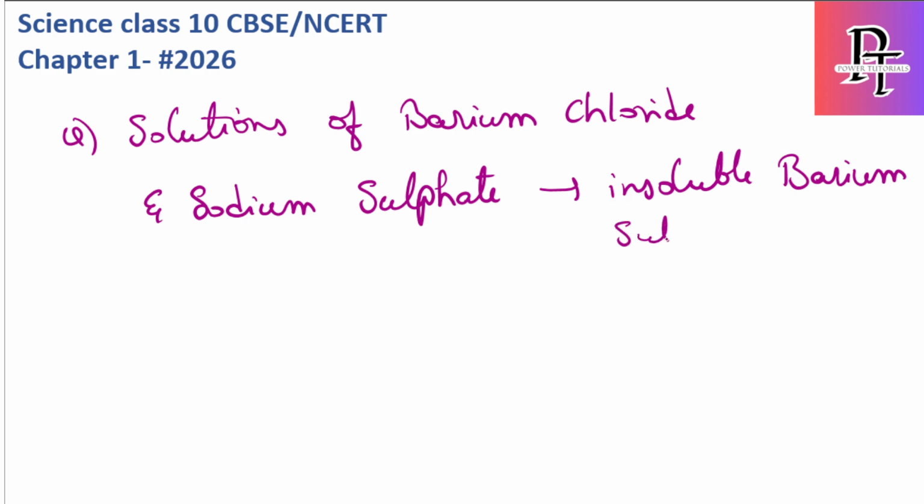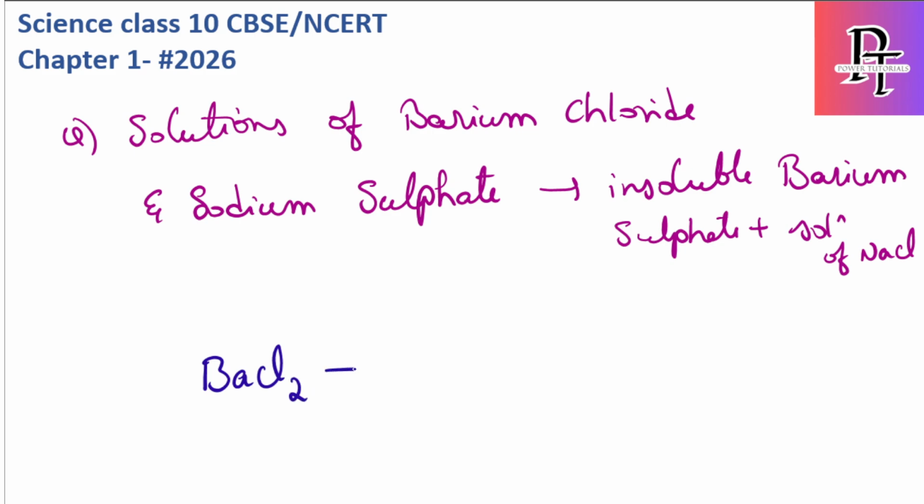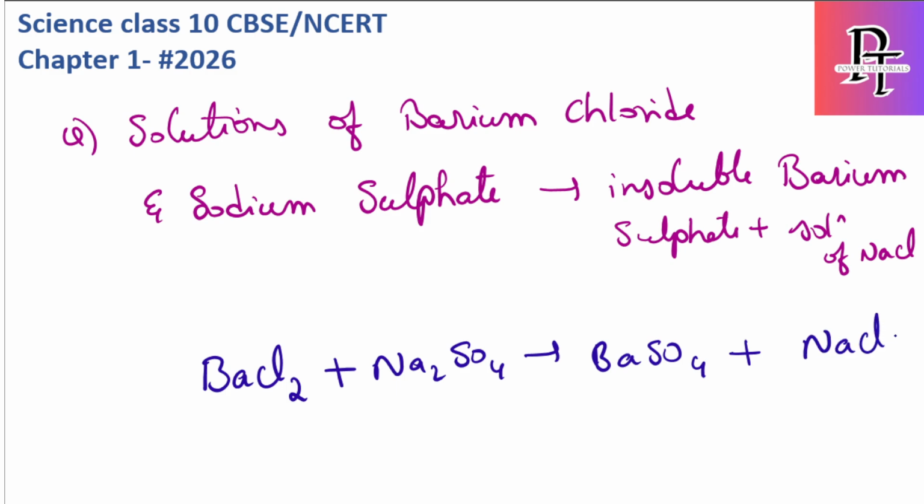Barium sulfate plus solution of sodium chloride. Okay, so now we have to write in terms of equations. So first let's write the symbols. Barium chloride is BaCl2 plus sodium sulfate, which is Na2SO4. Then insoluble barium sulfate, so barium sulfate is BaSO4, and NaCl I will write the symbol directly, NaCl.